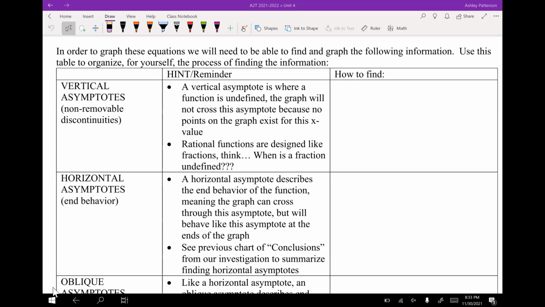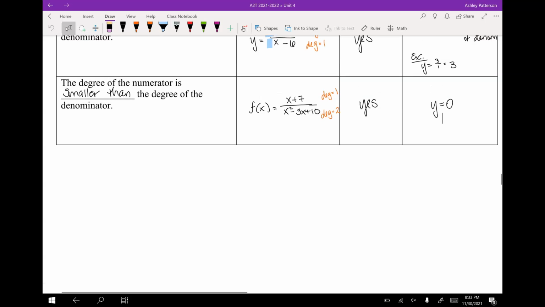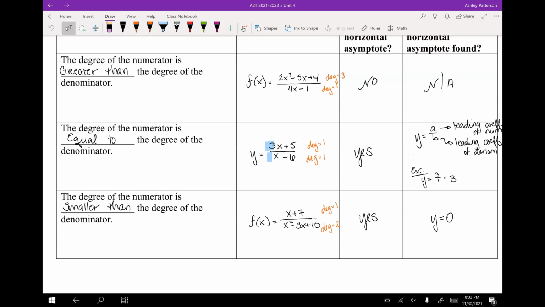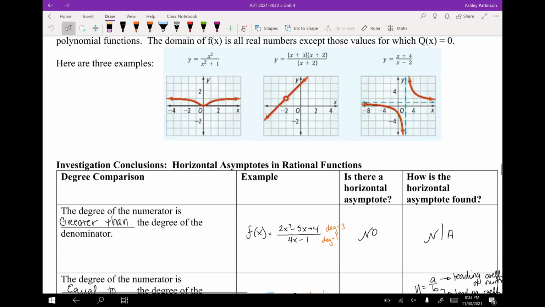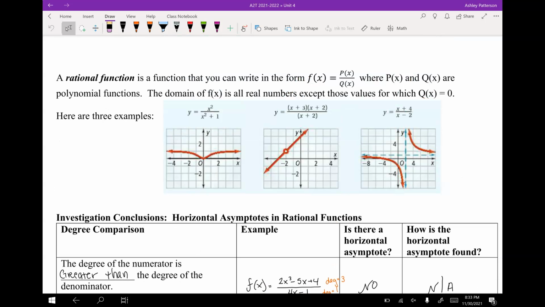Last I saw you on Monday, we talked about horizontal asymptotes, and that was our introduction into the different types of characteristics that rational functions may have when we graph them. So we saw this chart, and there were 3 different situations that we're going to come across in relation to identifying if a horizontal asymptote exists, and if it does, how to find it. We also saw 3 different examples on what a rational function graph could look like. But keep in mind, these aren't the only 3.